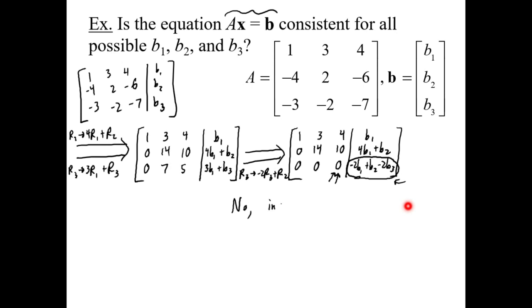It's inconsistent if negative 2b1 plus b2 minus 2b3 is non-zero. If what we ended up with in that lower right-hand corner is anything other than zero, then we have something that is inconsistent. So the answer is no, it's not. There are lots of b's that would make this inconsistent. So, cool.